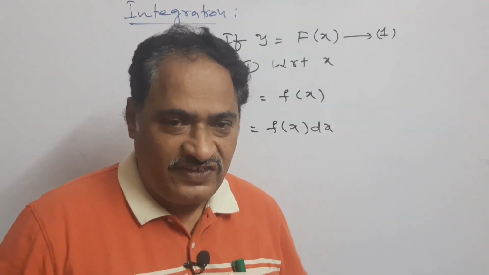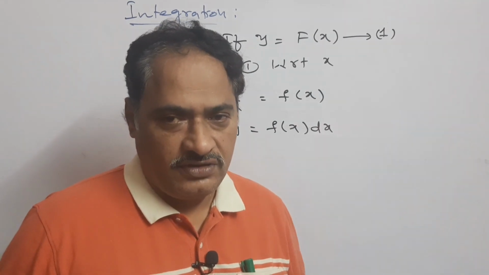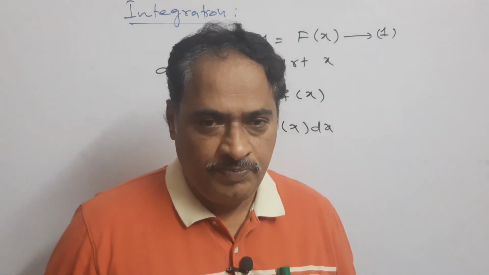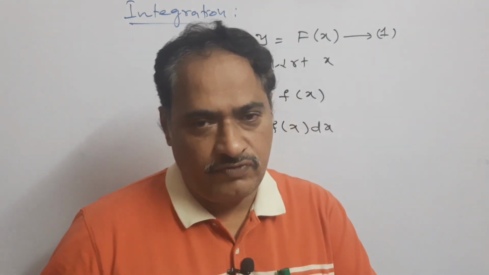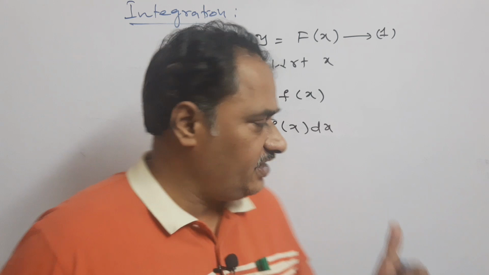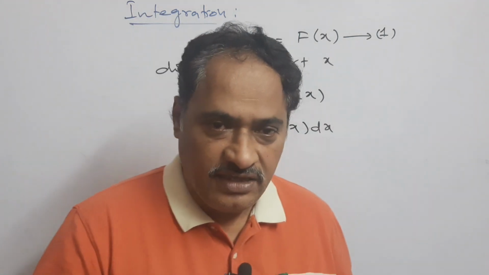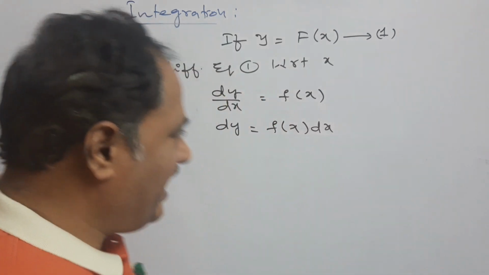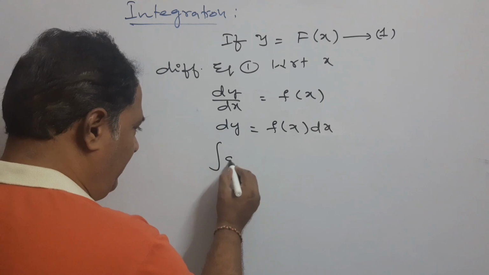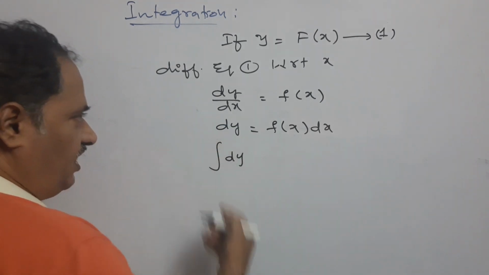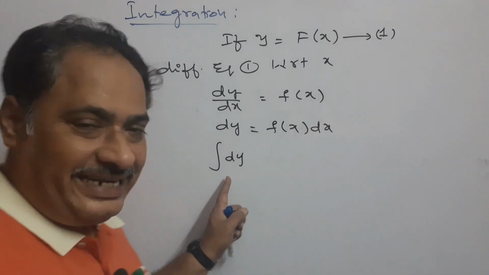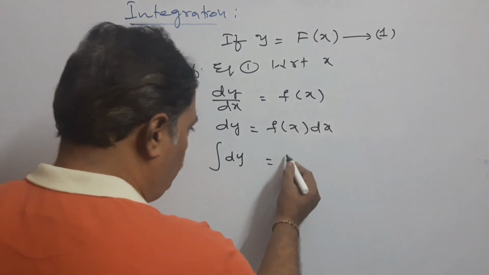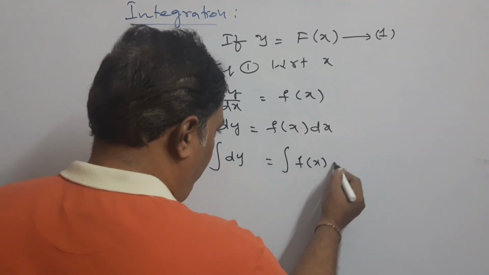Therefore you want to consider the integration process. That means you want to see the total change in the value of y as x changes from x1 to x2. That can be considered as integral dy. This is known as the integral operator. So integral dy is equal to integral f of x dx.